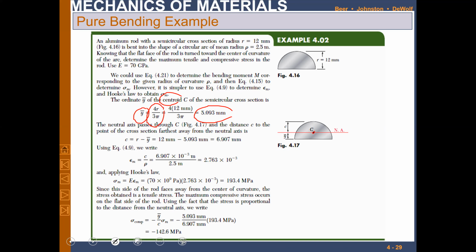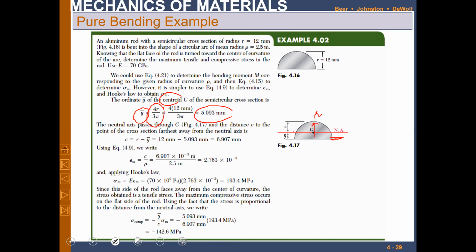The centroid point will be 5.093 millimeters from this bottom surface, right? This is the bottom surface. So if the radius is r, this radius is r, and y bar is 5.093, then c maximum from the centroid will be r minus y bar. So r, the radius, is 12, minus y bar, 5.093. So 6.907 will be the c.